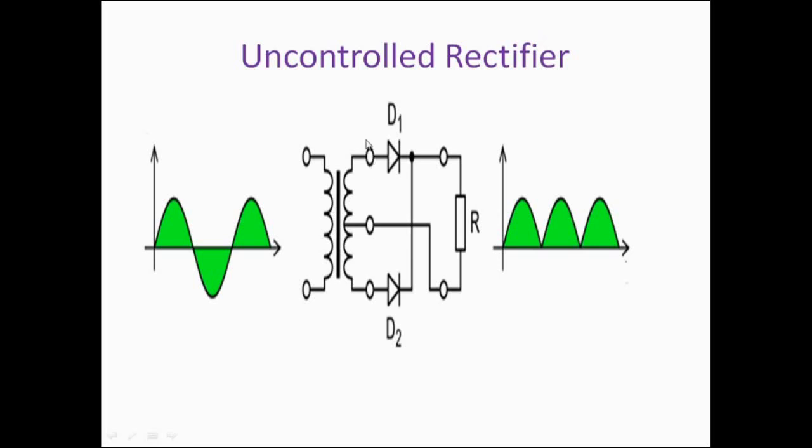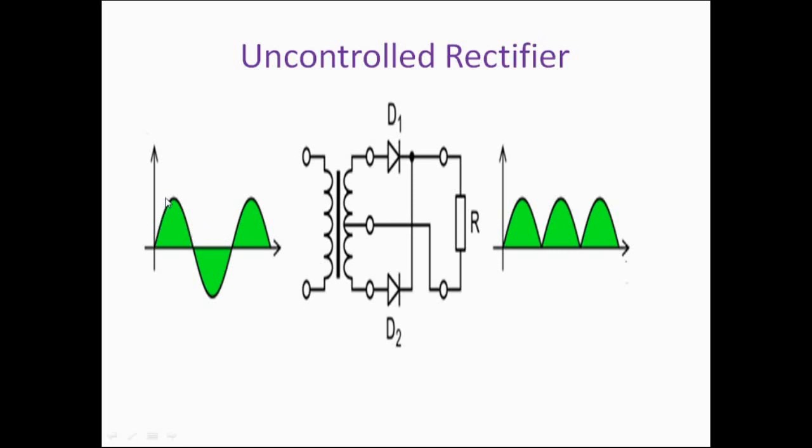The requirement is to convert AC to DC form using this circuit, using these two diode circuits. Then we will get an output like this. It is DC, and this DC we can apply to this load, so that this load will receive that power and it will start operation.